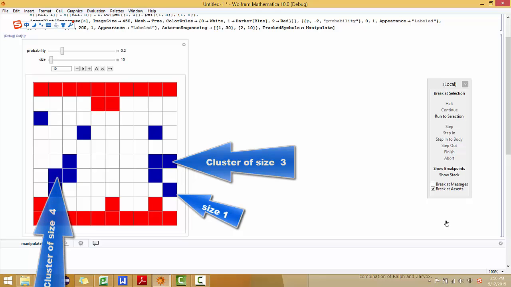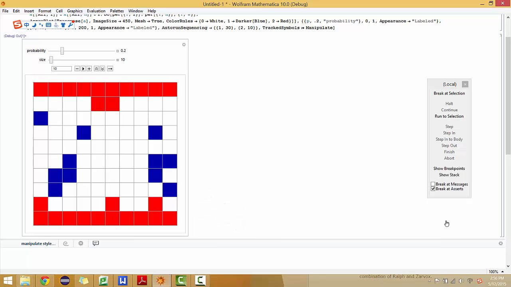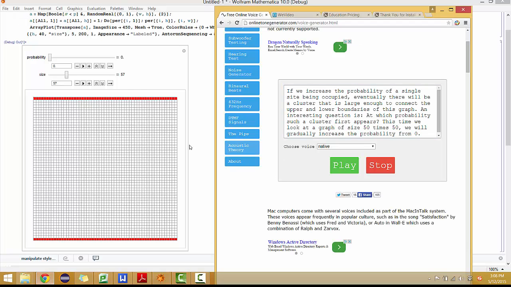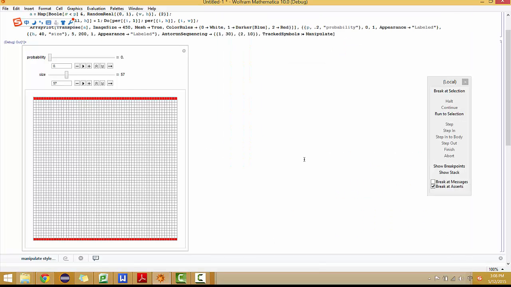The red sites are sites in a cluster connecting the upper or lower boundaries of the graph. If we increase the probability of a single site being occupied, eventually there will be a cluster that is large enough to connect the upper and lower boundaries of this graph. An interesting question is, at which probability such a cluster first appears.